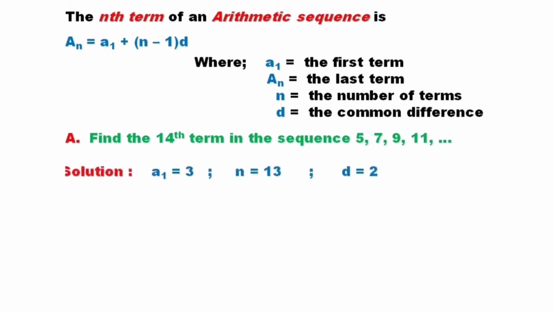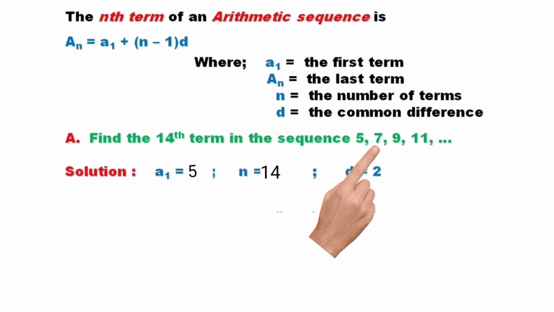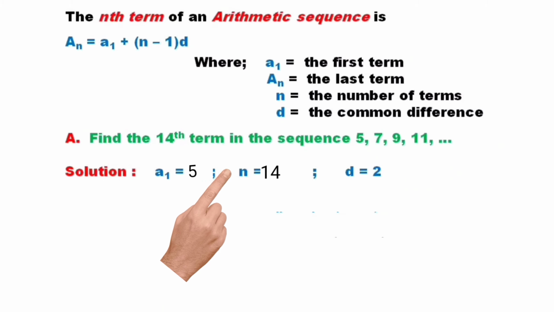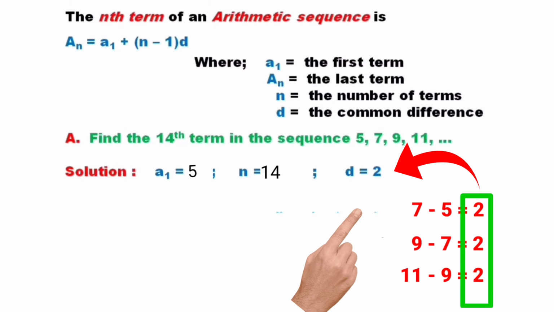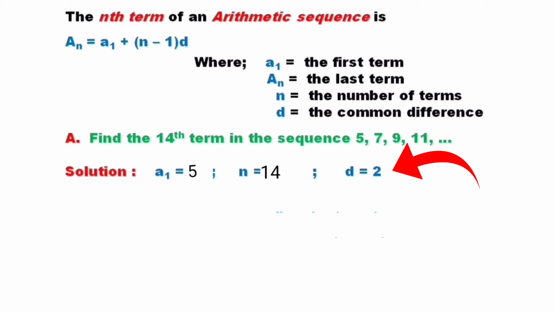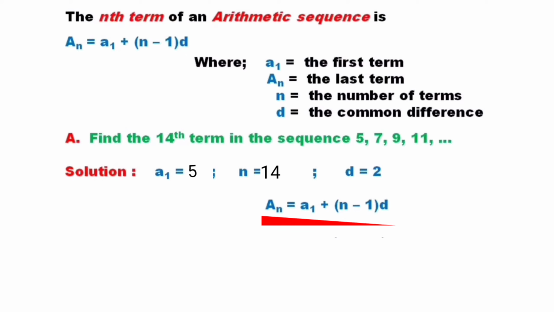Example A. Find the 14th term in the sequence 5, 7, 9, 11. A sub 1 or the first term is 5. The number of terms or n is equal to 14. D, the common difference, is 2. From the given problem, the last term is unknown. So, we will evaluate for the value of a sub n or the last term. Just substitute the given in the equation.